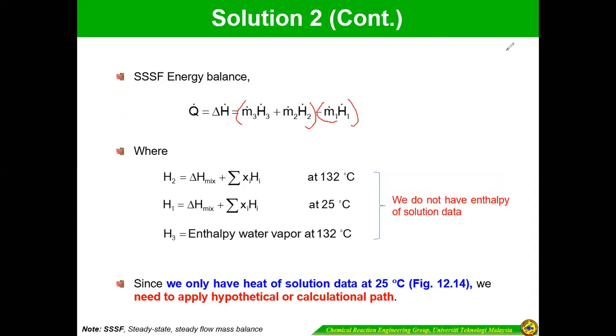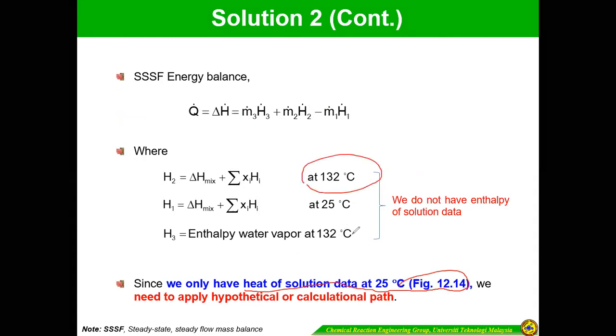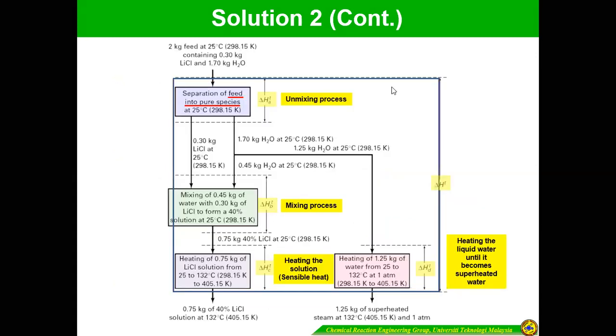So what we have to do is the hypothetical path, because we only have heat of solution data at 25 degrees C. How about this one, 132 degrees C? How can we determine this one? That's the problem. We only have data at 25 degrees C. So we do the hypothetical path here.